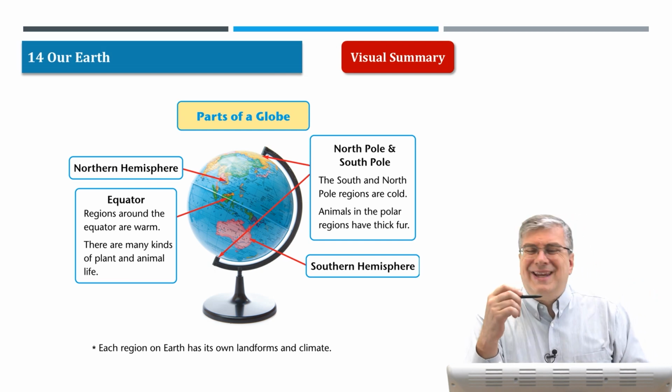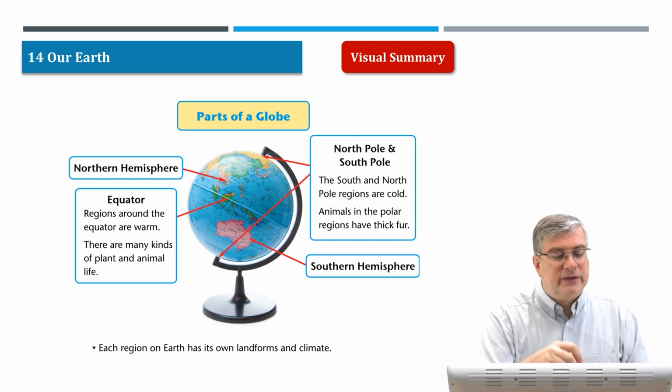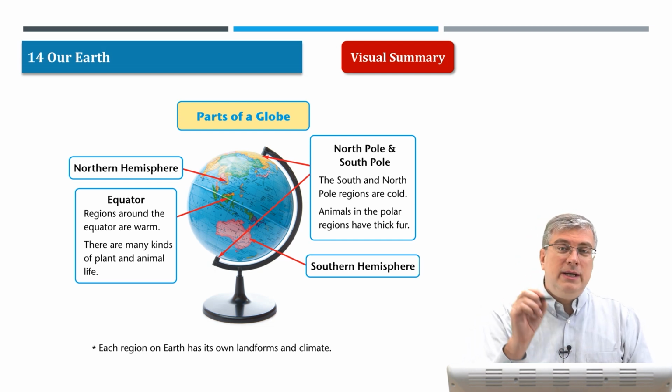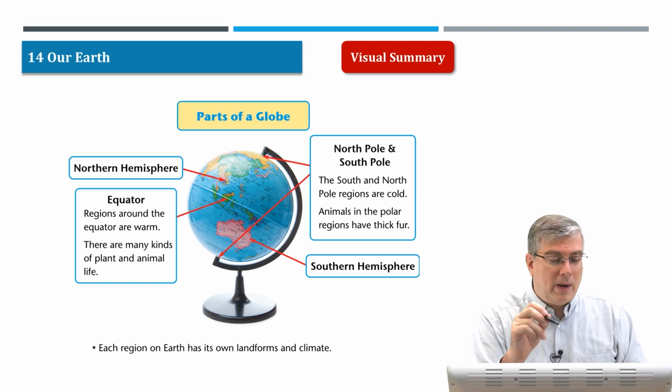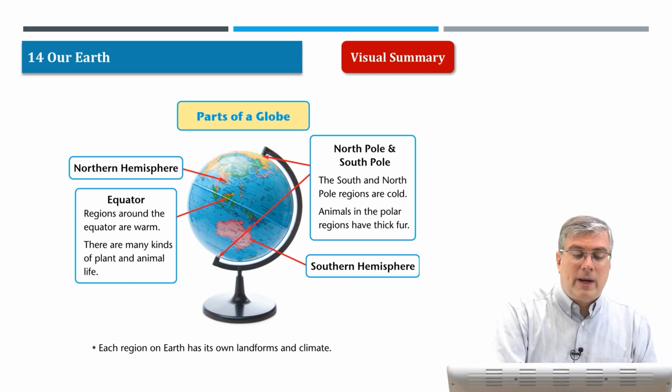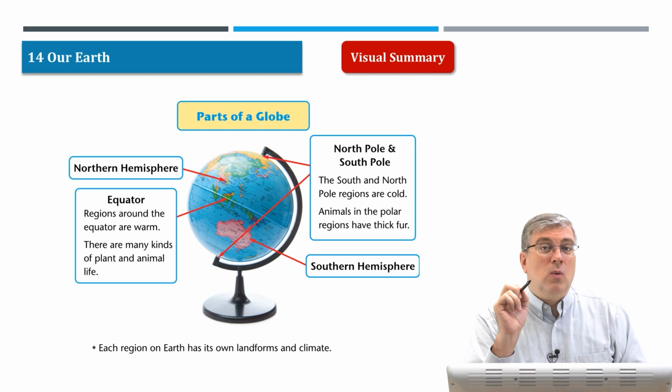Now, what are the characteristics of these different regions? Well, first of all, the equator. If you live on or near the equator, the regions around the equator, your climate is probably quite warm.